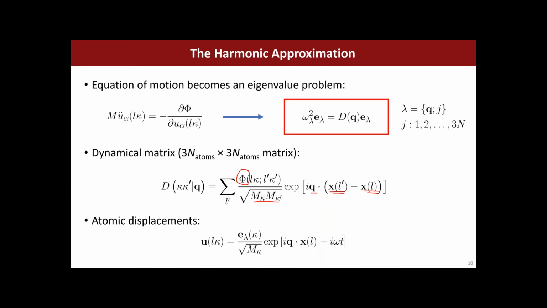Here, as I mentioned, the eigenvector is very important for the atomic displacements. Below there you find the formula. Here it's describing a plane wave with the eigenvector as the direction, and later we will see how to visualize them for a specific point in reciprocal space.